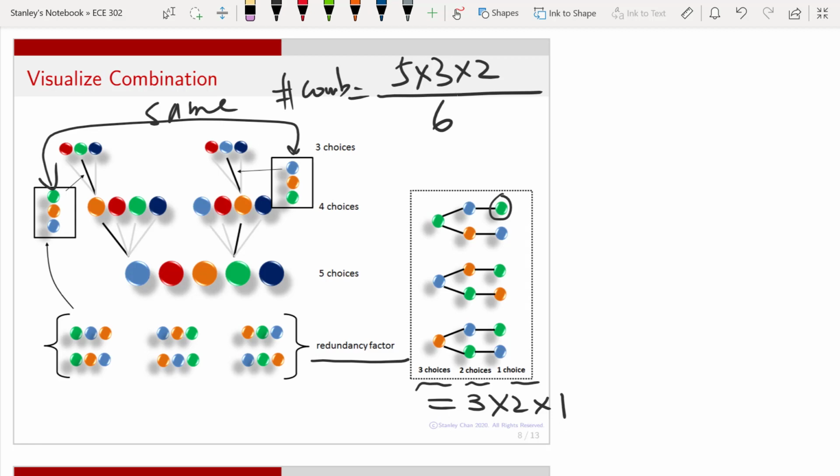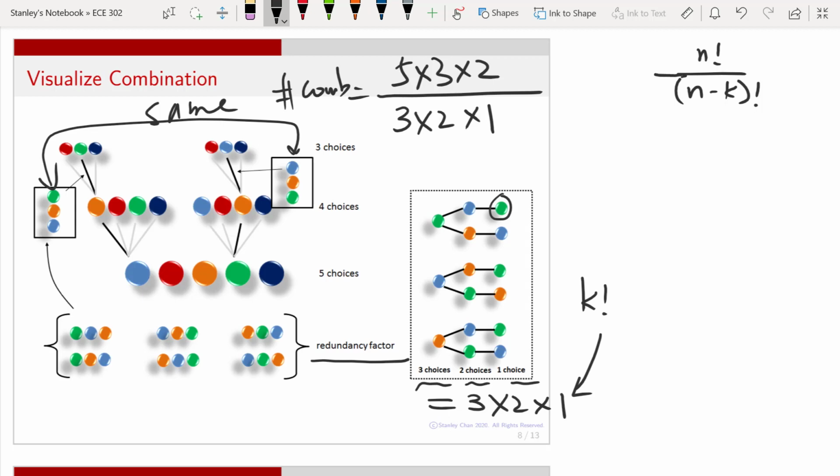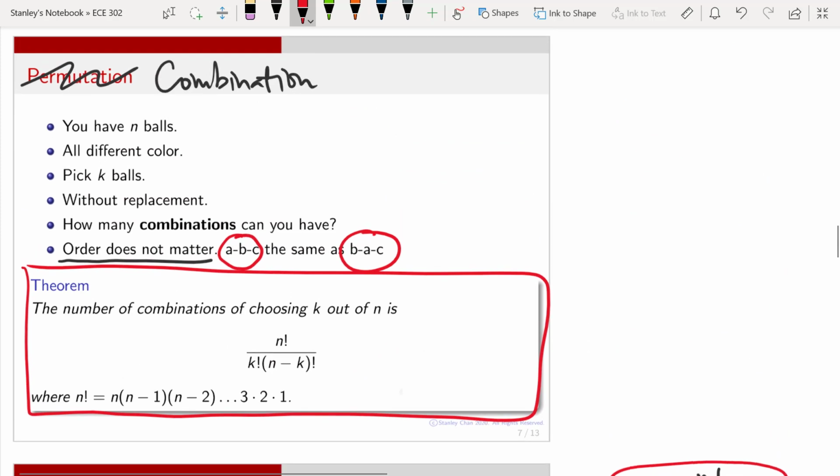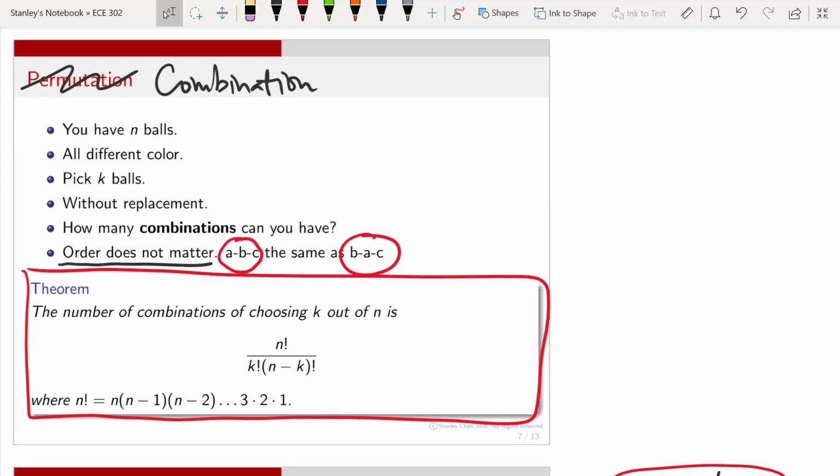That would be the redundancy factor if you're choosing 3 balls. Now if you try to match this 3 times 2 times 1, this is exactly this 6. If I want to generalize, originally you have n factorial divided by n minus k factorial, and this 3 times 2 times 1 is actually k factorial, right? Because k is the number of balls that you want to pick. Therefore, you divide this permutation by k factorial. So this is the number of combinations that you can get from this combination experiment where the order does not matter.